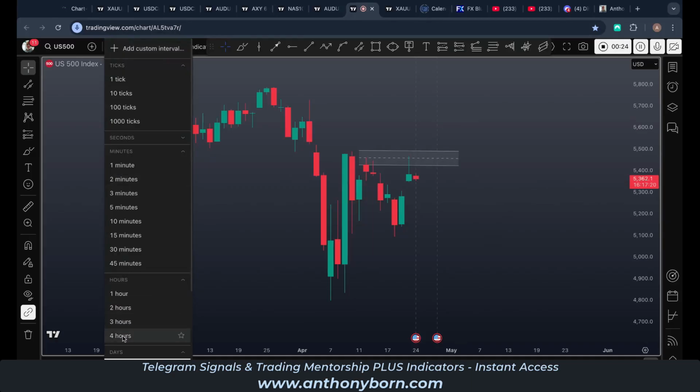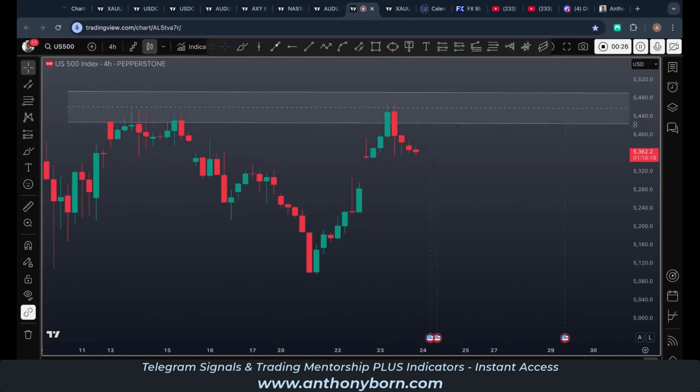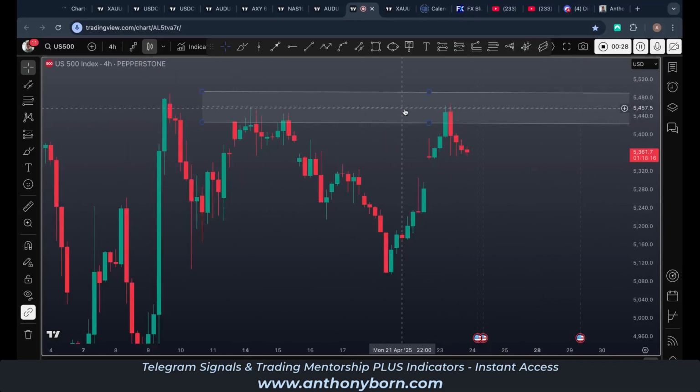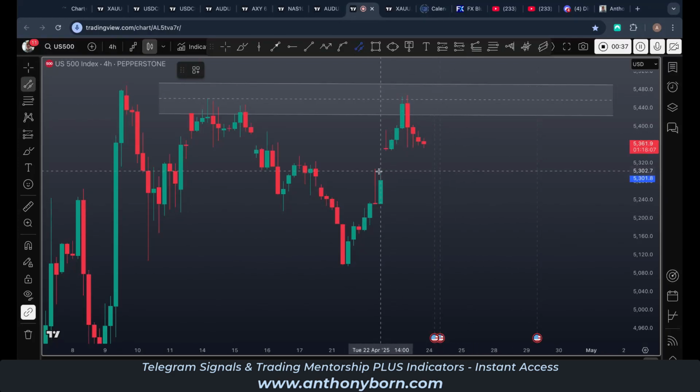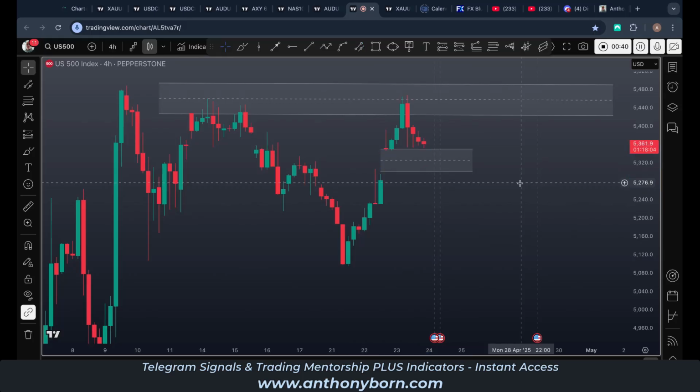I want to go down to the 4-hour chart and show you what I'm seeing here. Okay, so it's tuned into these buy stops that are sitting up in here. It's quite a strong resistance zone. We have this gap that could look to get filled.